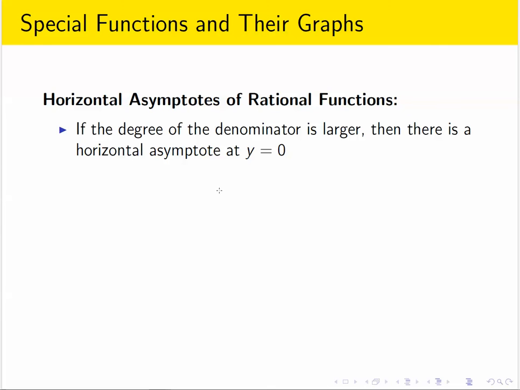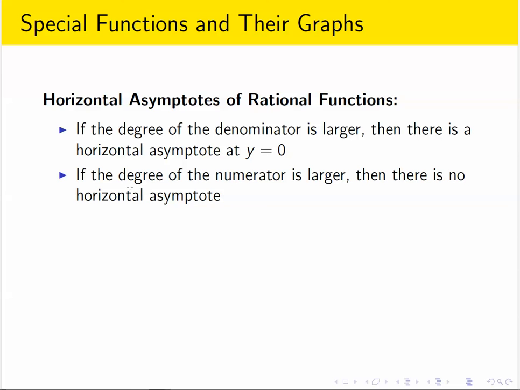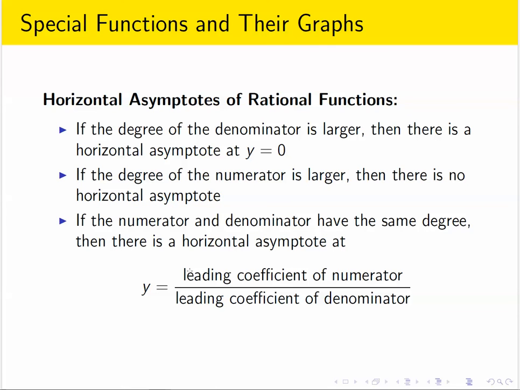If the numerator has a smaller degree than the denominator, that is, if the denominator has a larger degree, then there'll be a horizontal asymptote on the horizontal line y = 0. If the numerator has a larger degree, then there's no horizontal asymptote. And if the numerator and denominator have the same degree, then what you actually do is you look at the leading coefficients. The leading coefficient for the numerator divided by the leading coefficient from the denominator. And that tells you the horizontal asymptote.